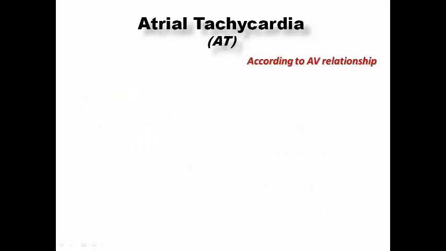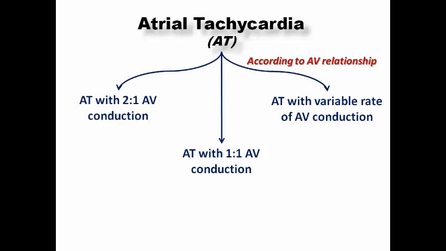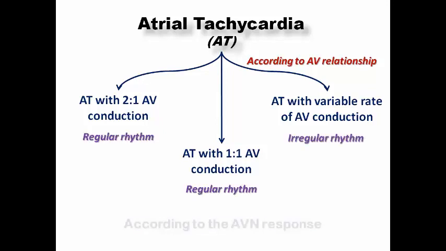If we need to classify atrial tachycardia according to AV relationship in the ECG, it could be atrial tachycardia with one-to-one AV conduction, where we can see a one-to-one PR relationship. Each P wave, which is an abnormal P wave, is followed by one complex. Or it may show 2-to-1 AV conduction, where each two P waves are followed by one complex, so one of them is conducted but the preceding one is not conducted. And we can have atrial tachycardia with variable rate of AV conduction.